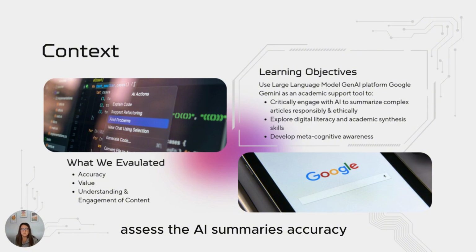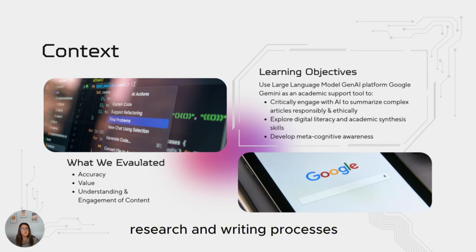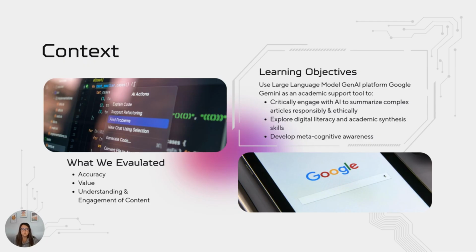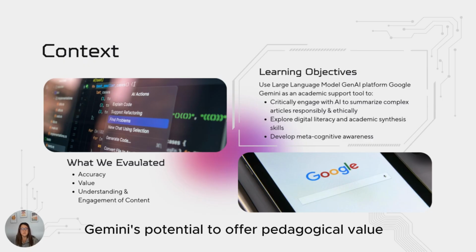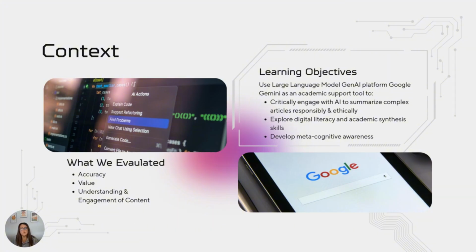Assess the AI summary's accuracy, completeness, and potential bias. Use Gemini's output to scaffold their complex research and writing processes, advancing digital literacy and synthesis skills. Ultimately, we investigate Gemini's potential to offer pedagogical value by supporting the summarization of complex articles, while ensuring students validate and own their final content.